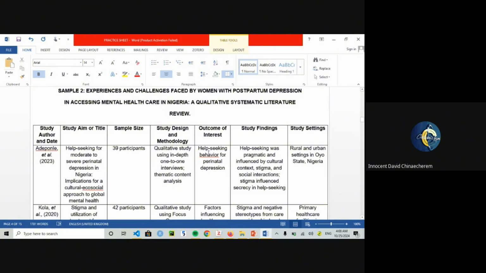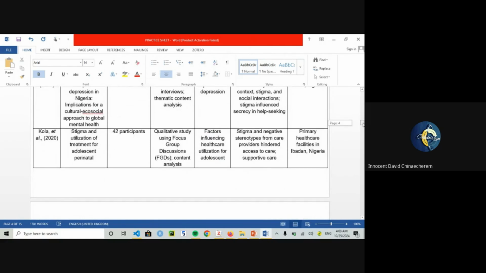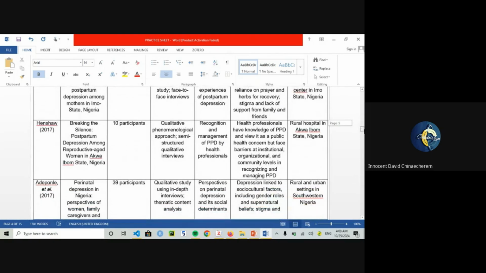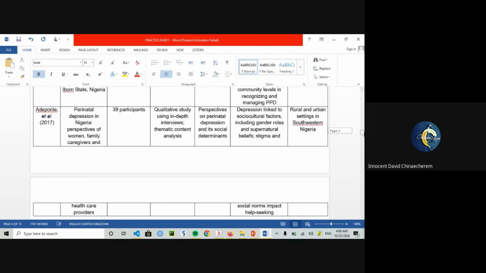So you see that the outcomes here are health-seeking behavior for perinatal depression. It's got the main findings, which is health seeking was pragmatic and influenced by cultural context, stigma and social interaction, and stigma influenced secrecy in help seeking. It was conducted in rural and urban settings in Oyo State in Nigeria. Remember that it studies Nigeria, so that makes it in line here. Same thing applies to the study by Kola et al., Neka 2018, Herschel 2017, and that also.